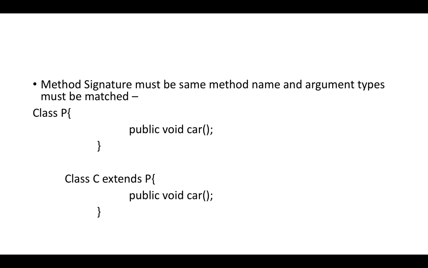In overriding, there is one rule: the method name and the argument types must match. It's not like overloading, where the method name is the same but the argument types are different. In overriding, both the method name and the method signature must be the same.